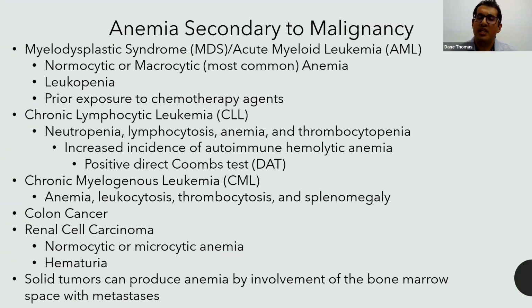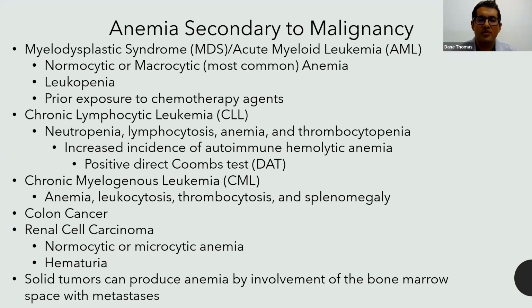Anemia can also be secondary to other malignancies. Myelodysplastic syndrome, or MDS, and acute myeloid leukemia, or AML, can present with a normocytic or macrocytic anemia, of which macrocytosis is most common. They can also exhibit leukopenia on their CBC. Prior exposure to chemotherapy agents increases their chances of getting this type of blood cancer.